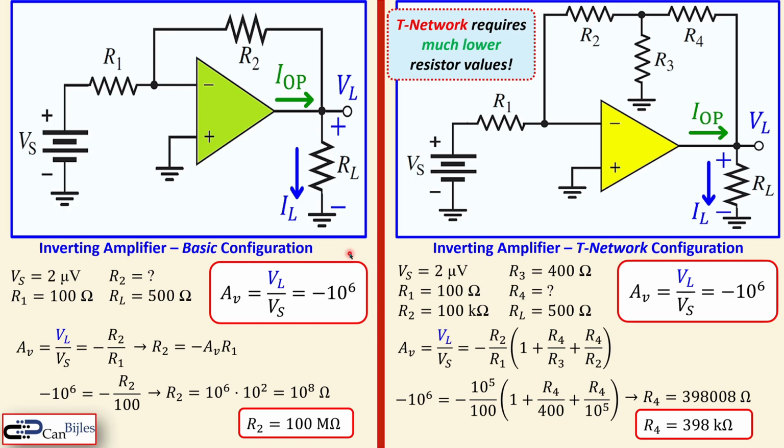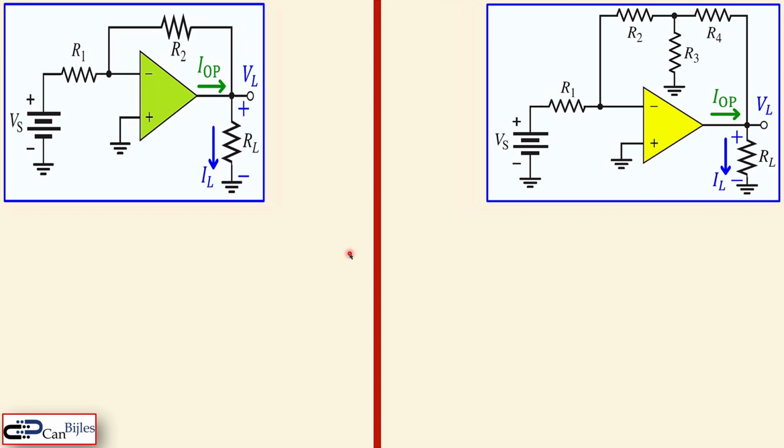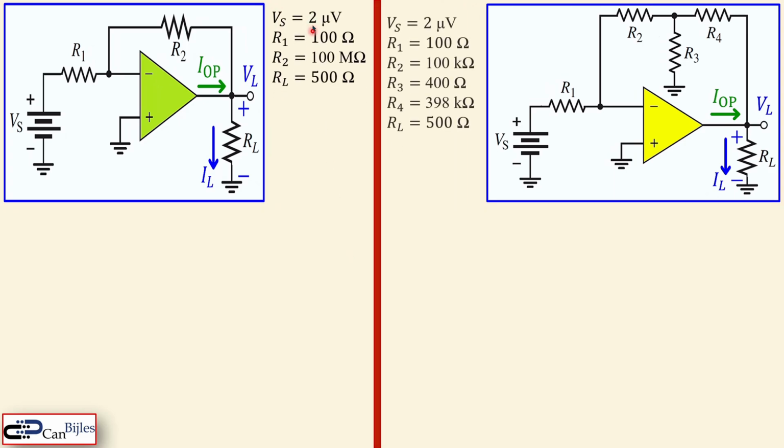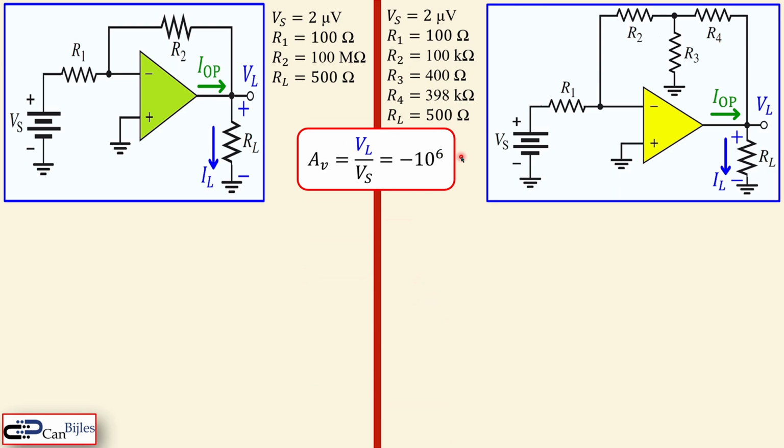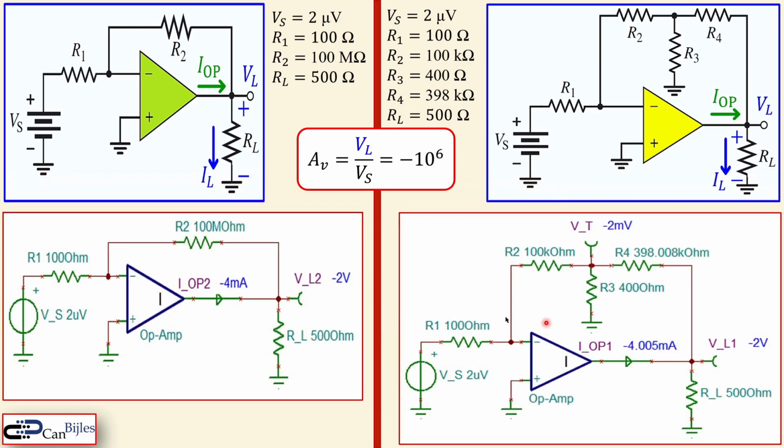And we will now prove that this is indeed correct also in the simulator. But let's also look at the simulator result and then move to the actual simulator. So this was the circuit, and we would like to have this gain, and this is the circuit in the simulator, and this is the circuit in the simulator for the T network. What you see is the exact same voltage source, 2 microvolts, 2 microvolts. You get the V load of 2 volts, minus 2 volts of course due to the inversion. And you also get approximately the same current delivered by the op-amp.